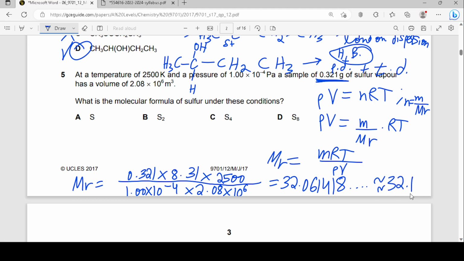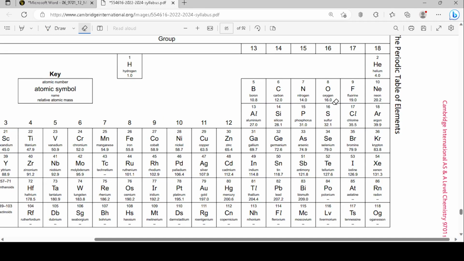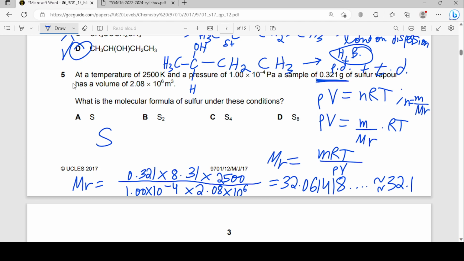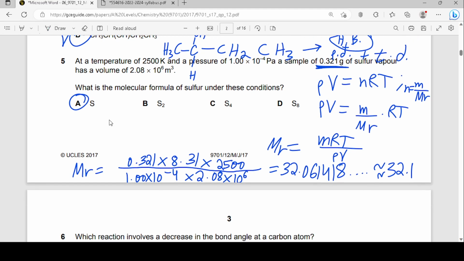So because of that, it means that the molecular formula of sulfur in these conditions is just S, because S has a relative atomic mass of 32.1, right? So that's why my answer is going to be A, because that's what I got from the calculation as well. Okay, so yeah, it just exists as S. If it was S2, then you would get the answer for the Mr as 32.1 into 2, which is 64.2. And if it was S4, then it would be 32.1 into 4, which is 128.4. If it was S8, then it would be 32.1 into 8, which is 256.8. So yeah, that is the logic.